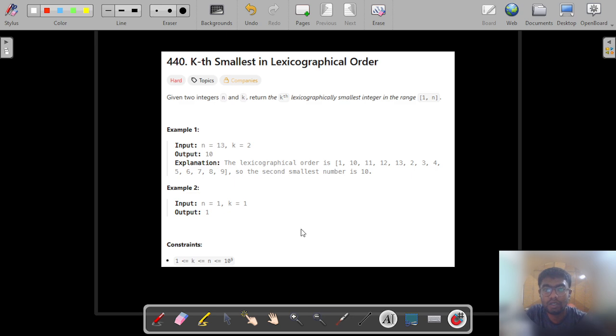Okay, so let us understand this problem statement here. Given two integers n and k, return the kth lexicographically smallest integer in the range 1 to n. So, like yesterday's problem, we are required to calculate lexicographical numbers ranging from 1 to n.